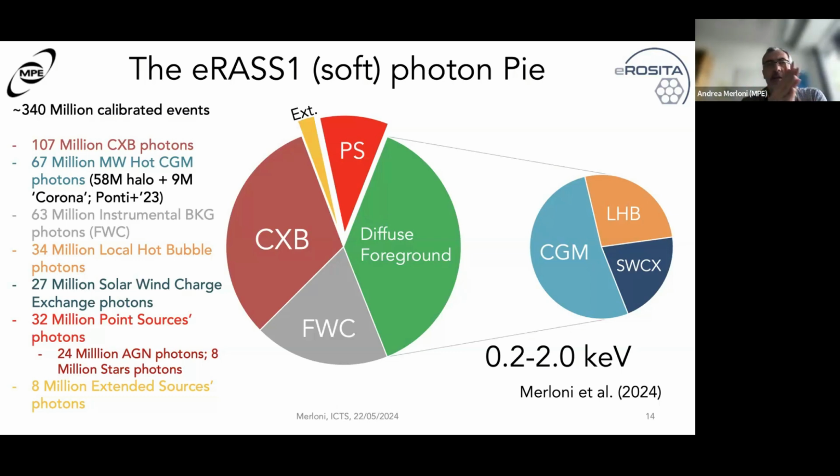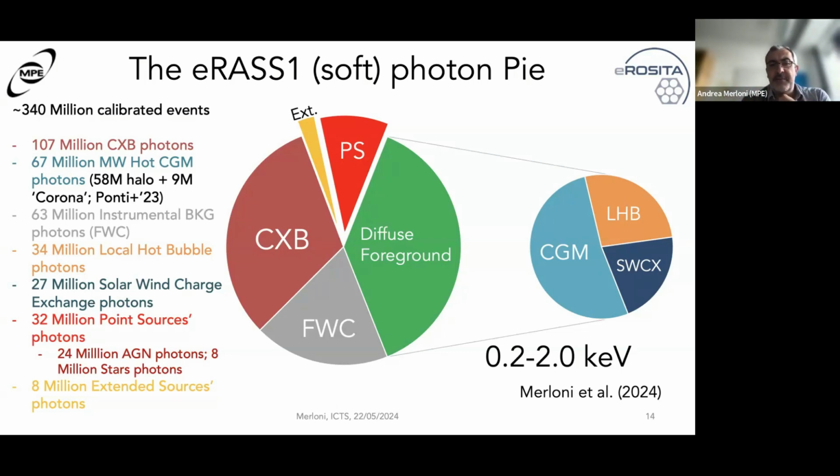And similarly, warm emission comes from the so-called local hot bubble. This is a million-degree, 100-parsec bubble, probably inflated by past supernovae, in which the solar system is embedded.